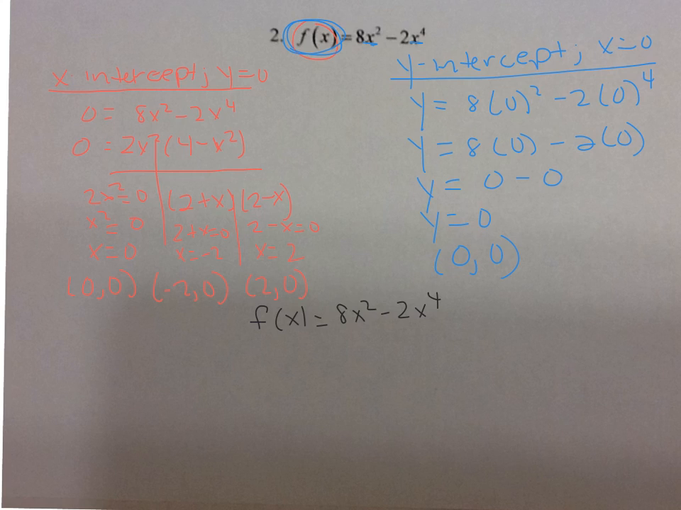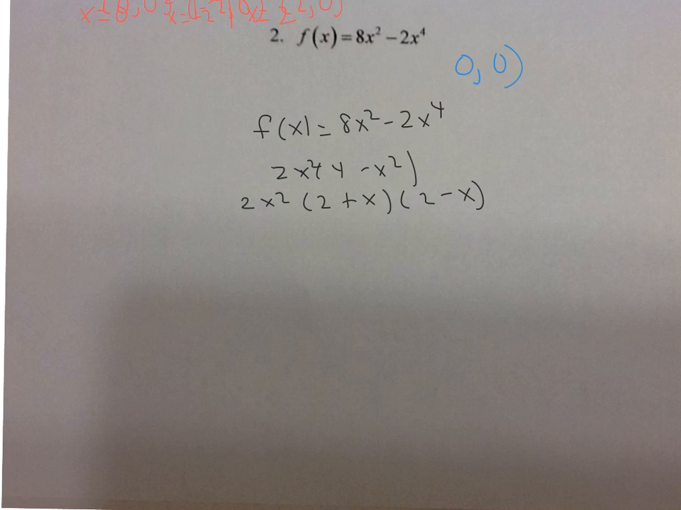So remember what I said before. This does have to be in factored form. I just did that over here to solve it. All right, so my GCF is 2x squared. So I have 2x squared times 4 minus x squared. And then I can factor that again. So it's 2x squared times 2 plus x, 2 minus x.